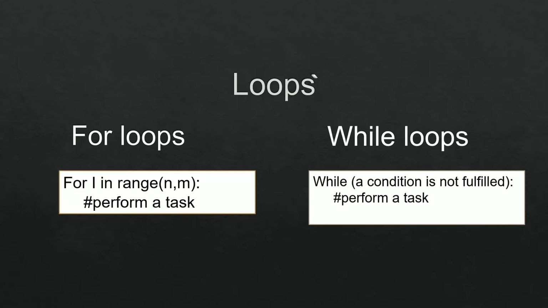Usually the most common loop present in all programming languages is a for loop. That is what I have written down over here. One is a for loop and one is a while loop. What a for loop does is it performs a certain task based on the number of times that you ask the program to call it.